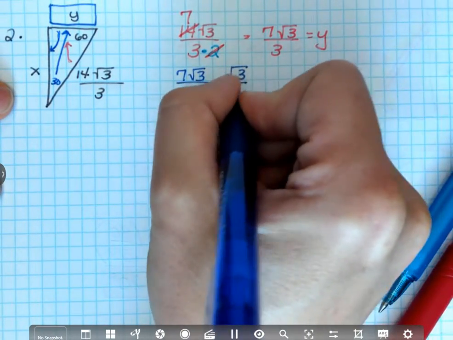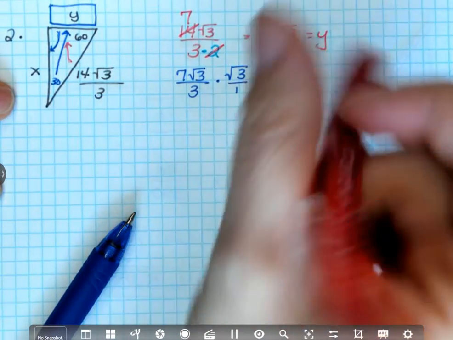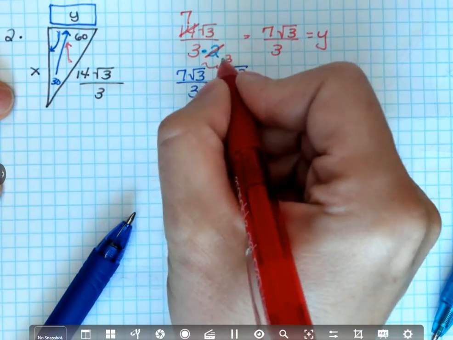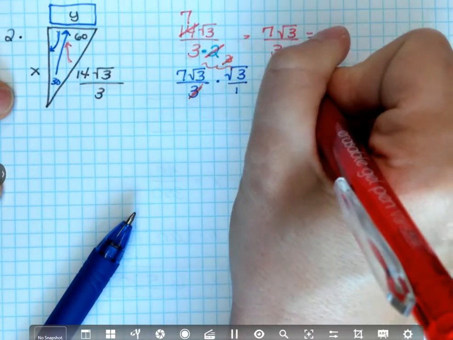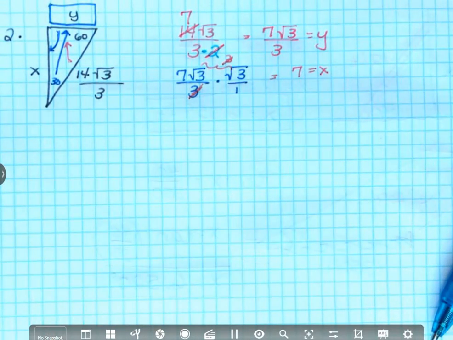That's 3 over 1, root 3 over 1. So what is root 3 times root 3? And then again, don't say 7 times 3 divided by 3. Cancel those 3's out, and your answer is 7. All too often you guys are so intent on multiplying things together when it's actually making your work a lot harder.